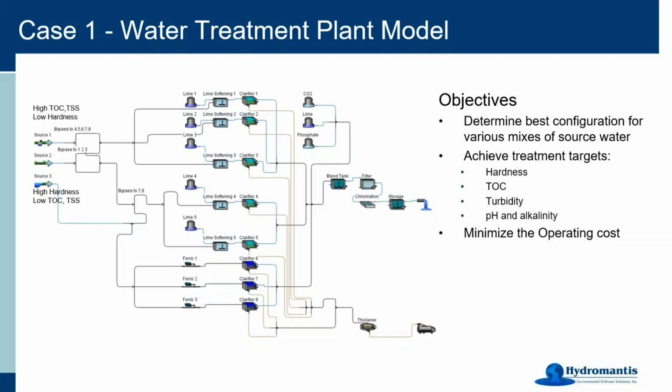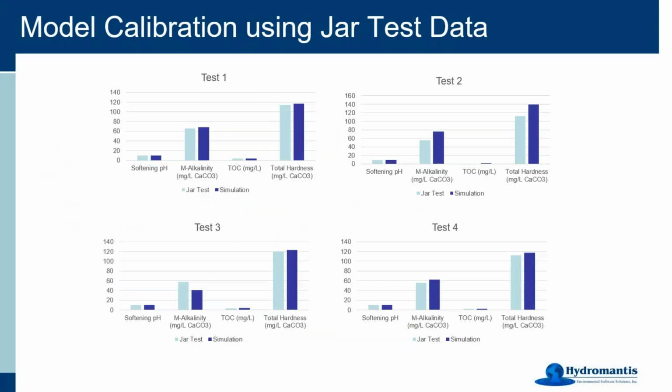So the main objective of this one was to find the best configuration and at the same time achieve some of the targets with respect to hardness, TOC, turbidity, pH, and alkalinity, while minimizing the operating cost. Operating cost was one of the key considerations, that we don't want to add too many chemicals and we want to keep the cost at the lowest. That was the principal consideration in this exercise. After setting up the model, of course, the first and foremost consideration was how well we are predicting with the model.